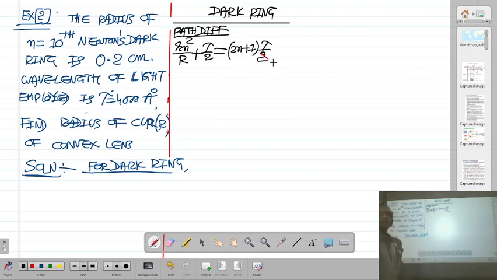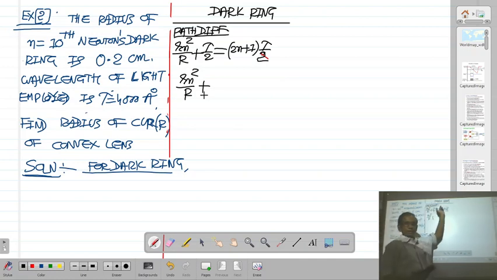So the points at which the path difference r_n² upon R plus λ/2 is (2n+1)λ/2, destructive interference will occur at all those points, and all those points will form a dark ring of radius r. So for the dark ring, you have to use the equation r²/R plus λ/2 equals (2n+1)λ/2. And for the bright ring, you have to use the equation r²/R plus λ/2 equals nλ.